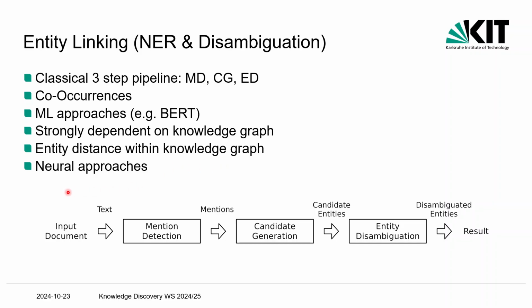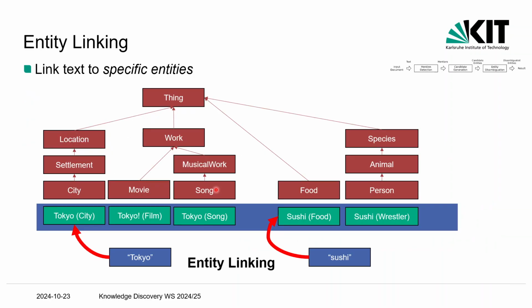So down here, you have the typical entity linking pipeline, the more classical pipeline as you may have it. And here is a visualization of what this entity linking task looks like. This is the sample knowledge graph we had before. And as we saw before, NER was linking directly to the types. We are now instead linking directly to the entities. This green layer here is still the entities. And we want to figure out, okay, Tokyo in the text we had before was referring directly to the city, and sushi was referring to the food.